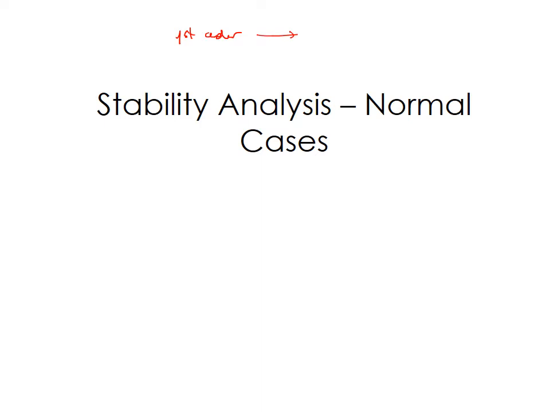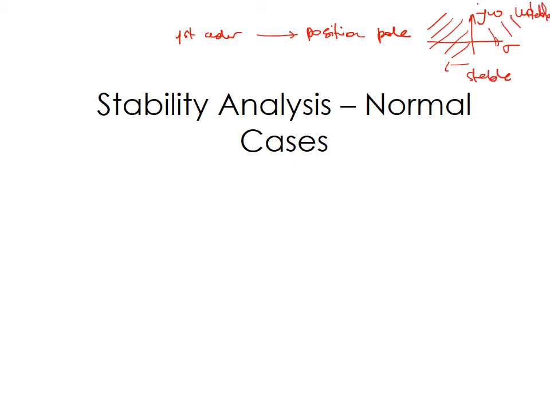We have basically for first order, we have to look at the position of the poles. If on the S plane, so we have sigma and j omega, if the pole's position is situated on the left, then we will have a stable system. But if it is on the right, this is when we have an unstable system.